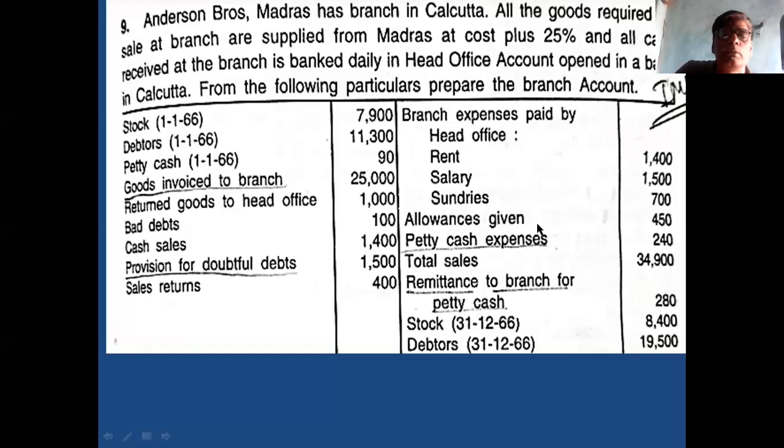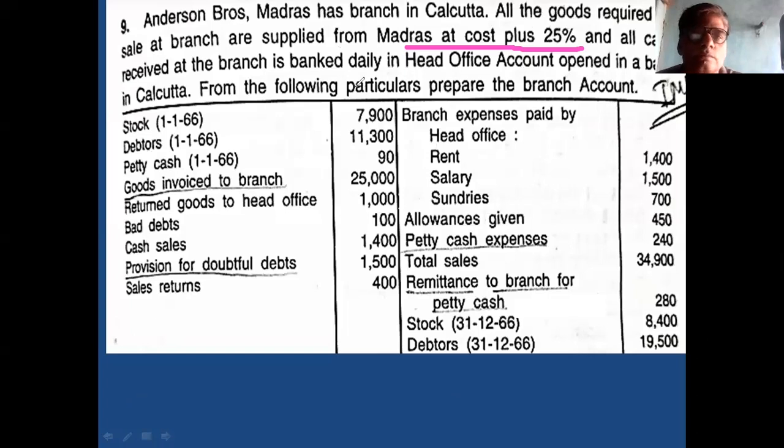Okay, yesterday I explained this problem based on the invoice price method. In the invoice price method, you have to know the loading. In this problem, loading is 25% on cost. On the basis of 25%, you have to form the equation.